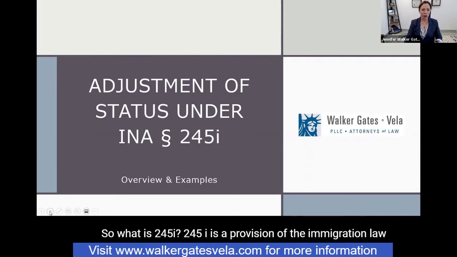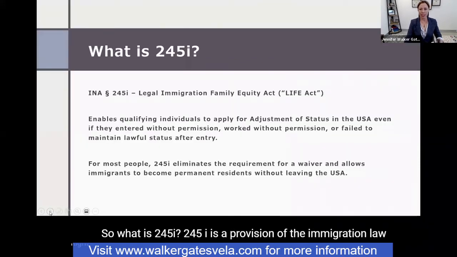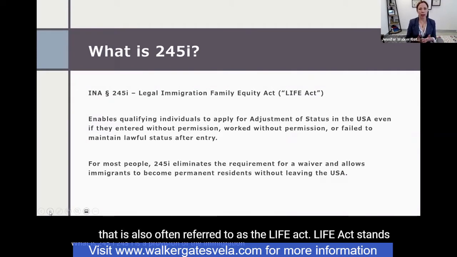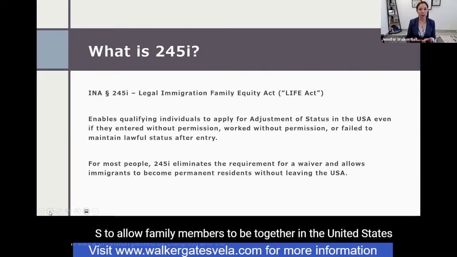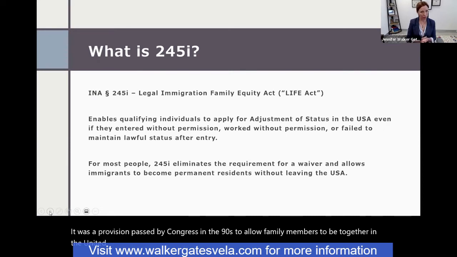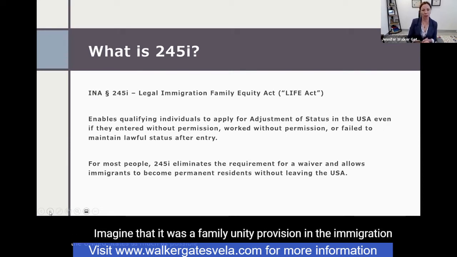Alrighty, so what is 245I? 245I is a provision of the immigration law that is also often referred to as the LIFE Act. LIFE Act stands for Legal Immigration and Family Equity Act. It was a provision passed by Congress in the 90s to allow family members to be together in the United States as much as possible. Imagine that. It was a family unity provision in the immigration law.